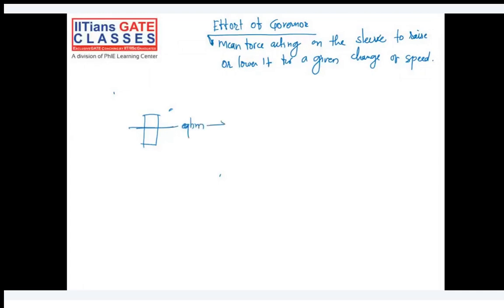And let's say because of some change in the speed, the force acting on the sleeve is now E, okay? So what is the mean value of it? 0 plus E divided by 2, which is E by 2, okay? So effort of the governor is always written as E by 2. Why? Because it's a mean force, okay? Mean force acting on the sleeve, that is why we always define it as E by 2, not just F or not just E, because it's a mean value and it's changing from 0.